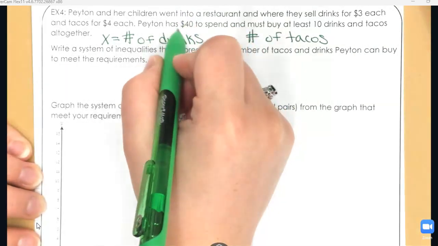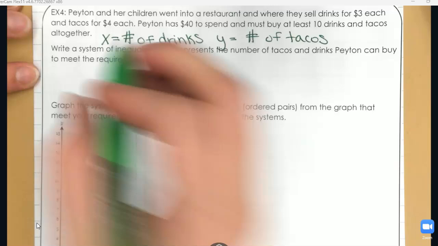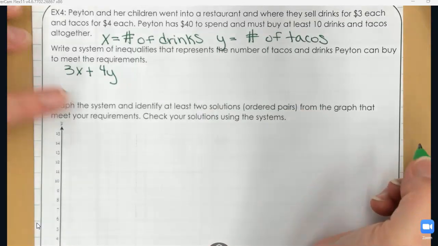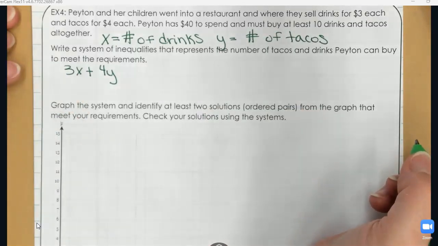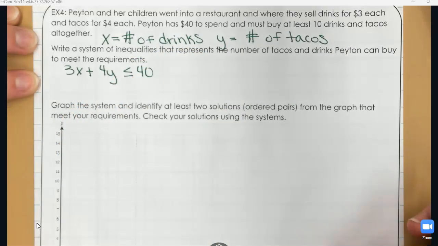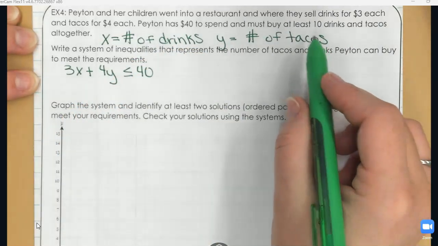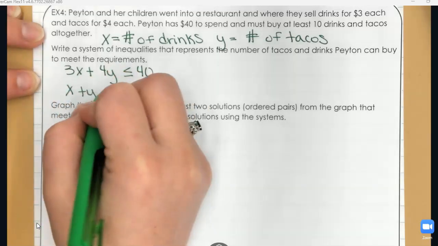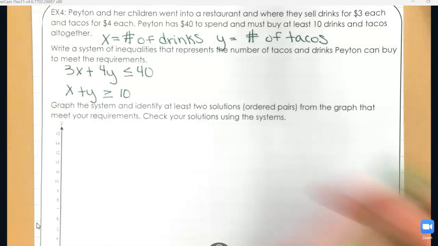So I know she has $40 to spend. So if drinks are $3 each and tacos are $4 each, that total cannot exceed $40. So it needs to be less than or equal to 40. And then I also know that she must buy at least 10 items altogether. So that means x plus y has to be greater than or equal to 10.